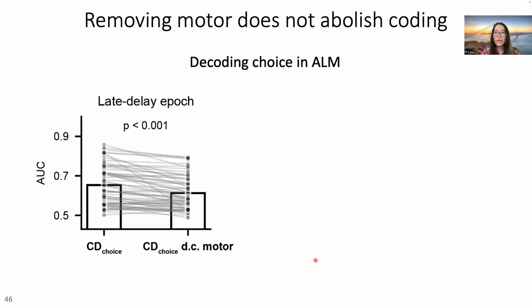However, dot product alone cannot answer the question of whether there is some internal representation of choice that is unrelated to movement. And therefore, we decoded choice within the coding subspace at the late delay epoch. Here, each line connecting two dots is one session, so that we can compare the choice decoding AUC along CD choice before and after removing motor in the same session. And after removing motor, CD choice decoding AUC decreased, but a good portion of the decodability still remained. Therefore, removing motor does not abolish coding.